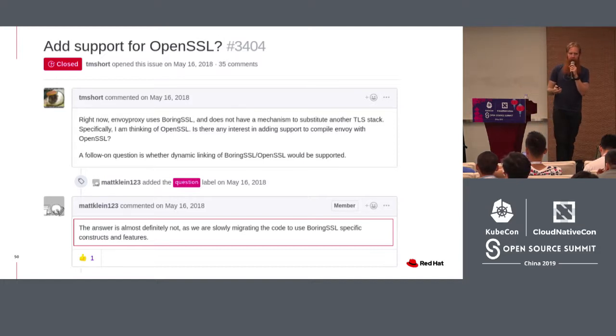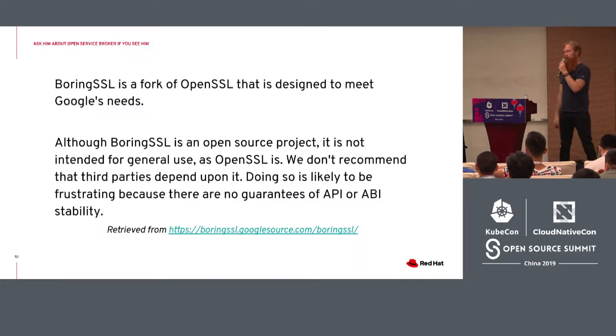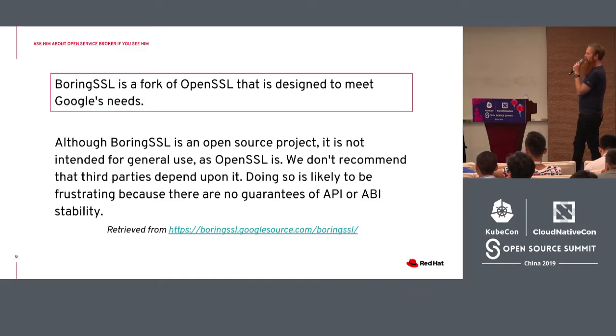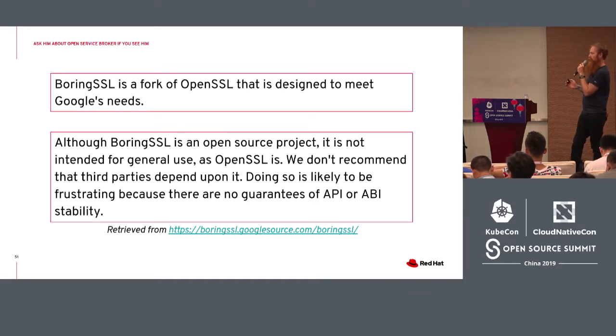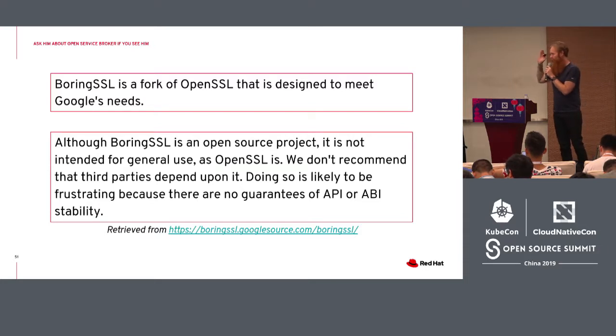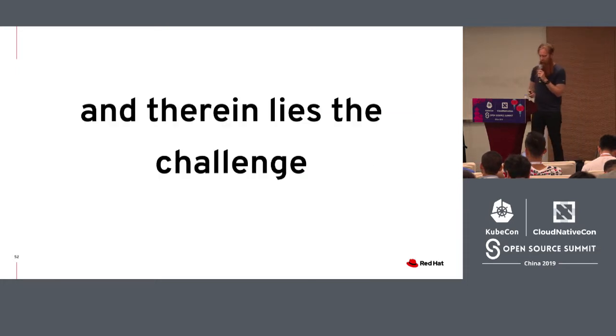Well, to look at that, we actually have to look at the charter of BoringSSL, which is that it is designed to meet Google's needs. And while it is an open source project, it is not intended for general use, as OpenSSL is. They do not recommend that third parties depend on it. Doing so is likely to be frustrating because there are no guarantees of API or ABI stability, which Bill will touch on a little bit. And therein lies the challenge.